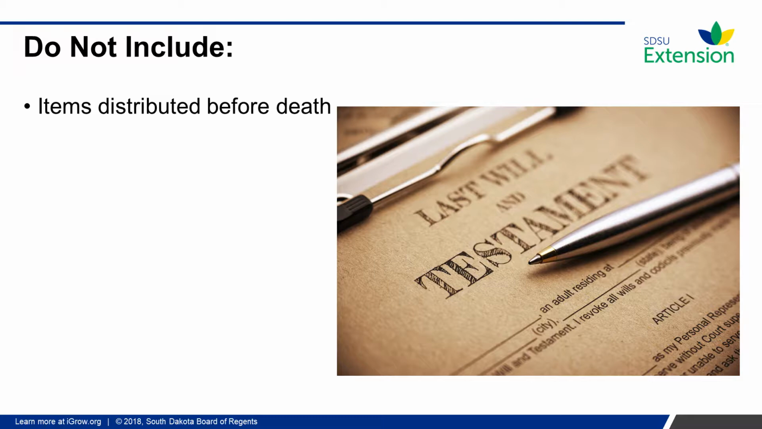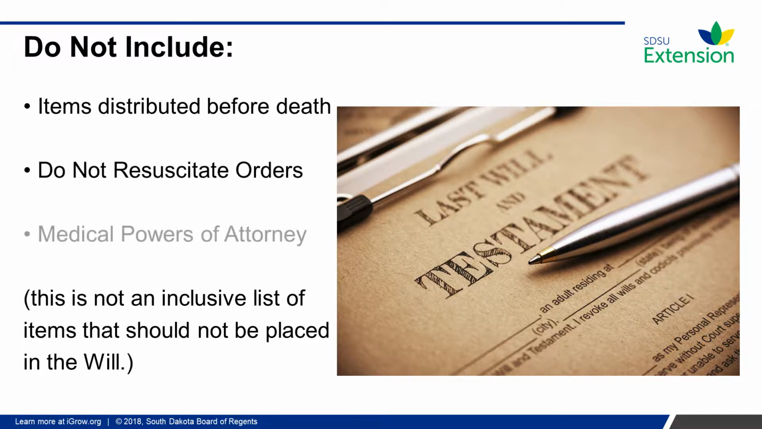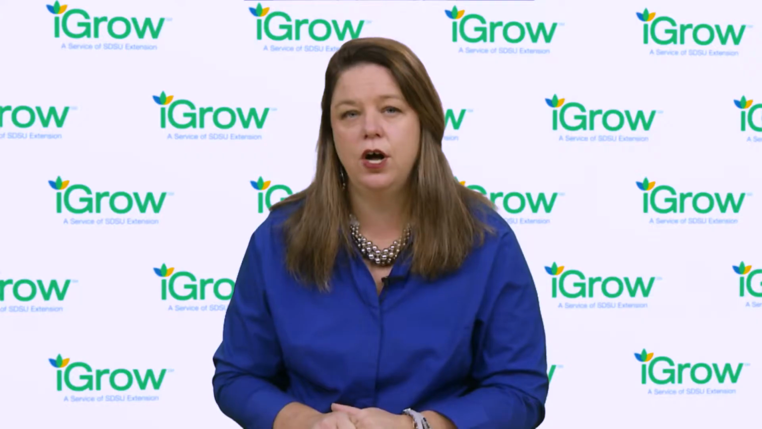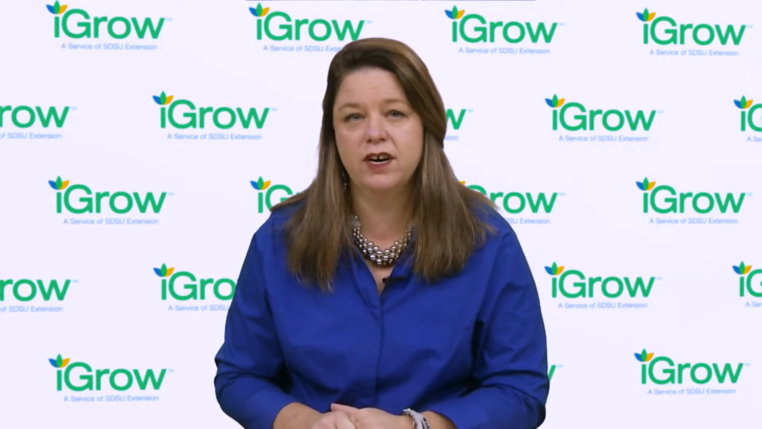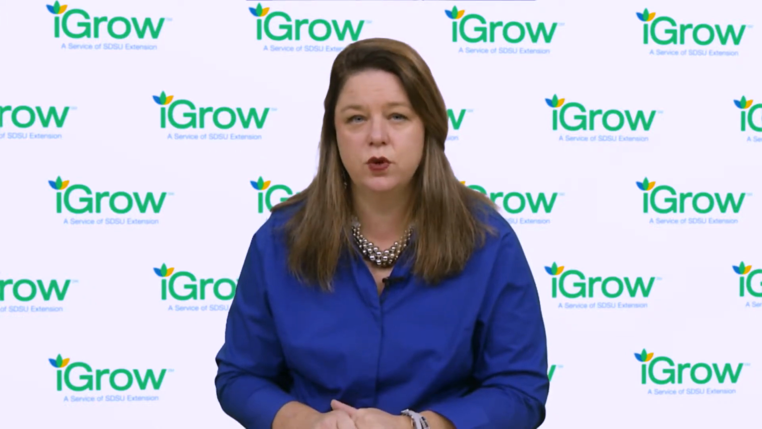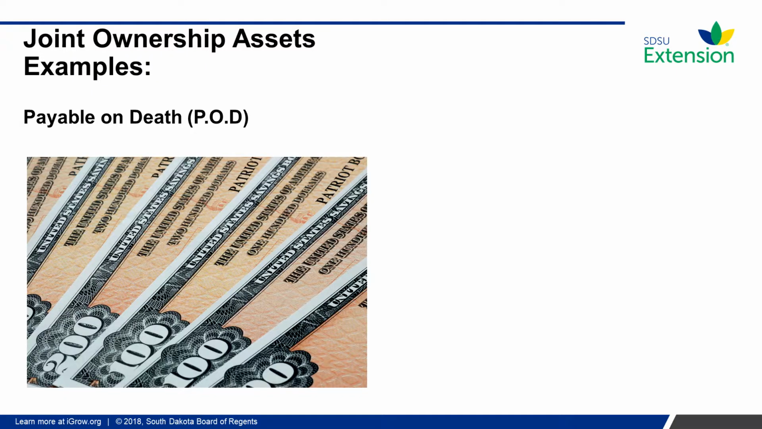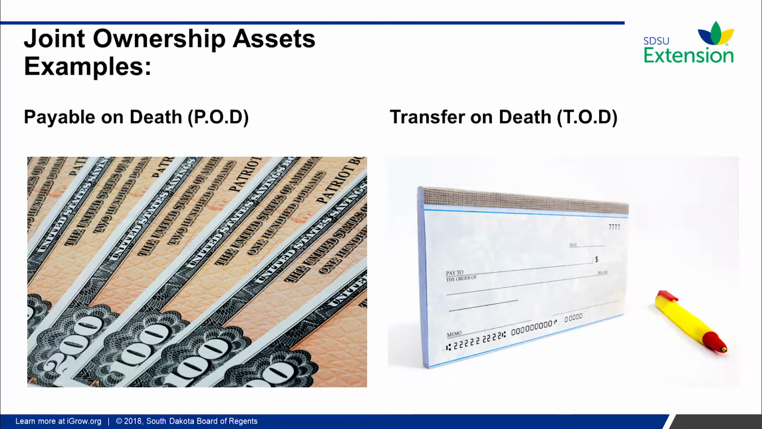Items that you would like distributed before your death should not be in the will. While not an inclusive list, other items that should not be in the will include do not resuscitate orders or medical powers of attorney. Also, the will does not take precedent over contracts or titles. Assets owned jointly by two or more individuals will be owned by the surviving individuals. Additionally, any assets that list a beneficiary or are titled with a payable on death (POD) or transfer on death (TOD) designation cannot be distributed by the will.